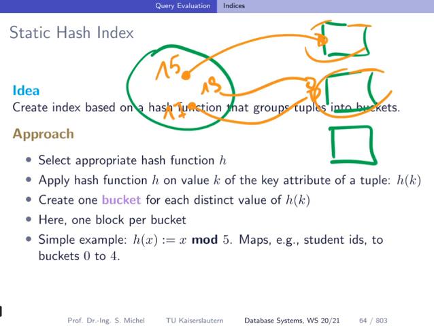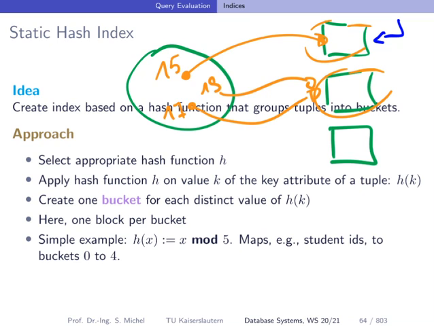If you're now searching for a professor with ID 15, you will hash 15, and then the hash function will tell you, well, look here. Then you look here and you find the professor with ID 15. If you don't find the professor with ID 15, then this professor does not exist in the database.